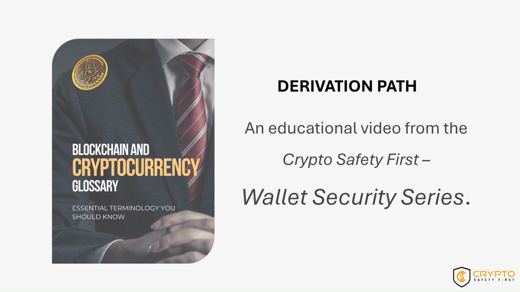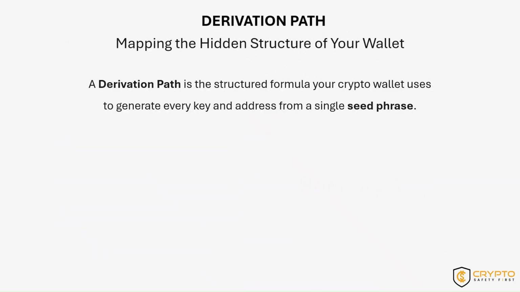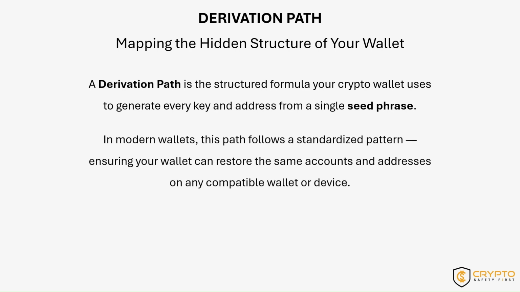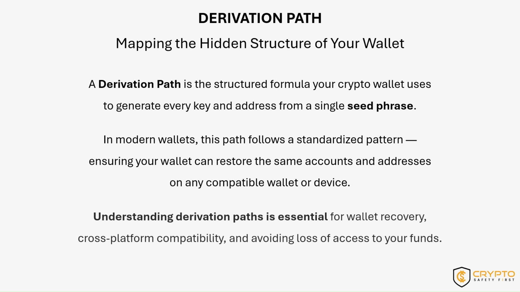In this short video, we'll explore one of the hidden foundations of every crypto and Web3 wallet, the derivation path. A derivation path is the structured formula your wallet uses to generate every key and address from a single seed phrase. In modern wallets, this path follows a standard pattern, ensuring you can restore the same accounts and addresses on any compatible wallet or device.